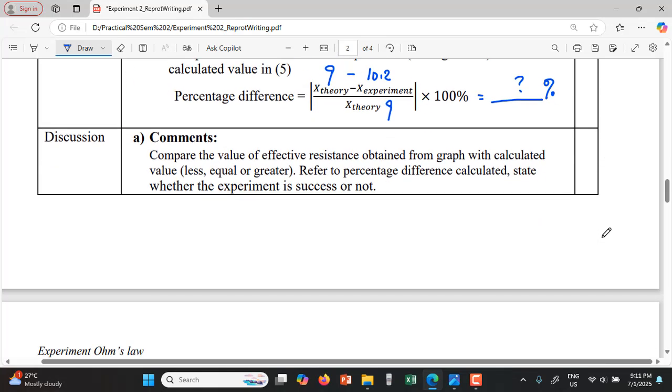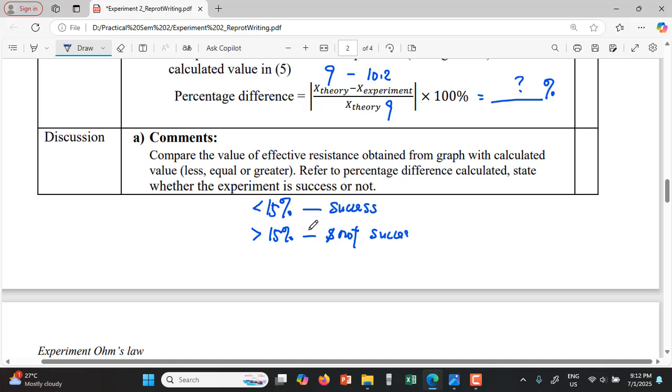Okay. Then under discussion, you need to compare the value of effective resistance that you already obtained from the graph with the calculated value. You state whether the value you obtain is less, equal or greater than the theoretical value. Then by referring to the percentage difference you calculate, you state whether your experiment is success or not. So sekali lagi anda boleh buat rujukan. Kalau percentage difference you less than 15%, anda boleh consider eksperimen you success. Kalau lebih daripada 15%, if your percentage error more than 15%, then your experiment is considered not success.